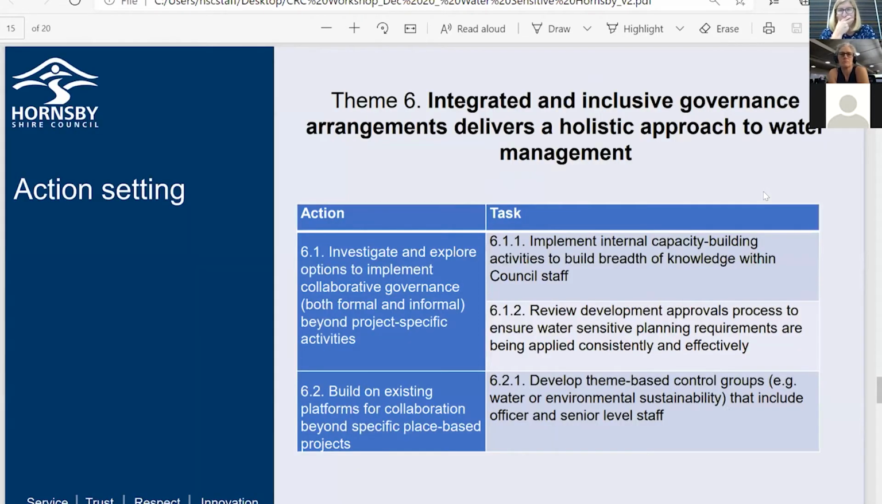This is just an example of one of the vision themes, so integrated and inclusive governance arrangements. And this is where we identified specific actions and then tasks which would then transition us forward. So we're obviously very mindful that these actions need to be sequential. We're very mindful of not trying to achieve too much, because quite often we try and go to the end game straight away, and we know that we might get backlash if we do that.